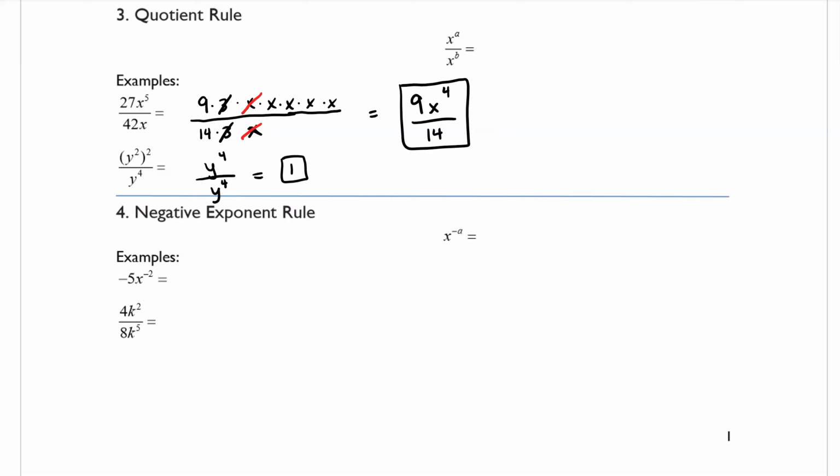So in general, if we have x to the a power divided by x to the b power, this is going to be x to the a minus b power. So we would subtract the exponents.